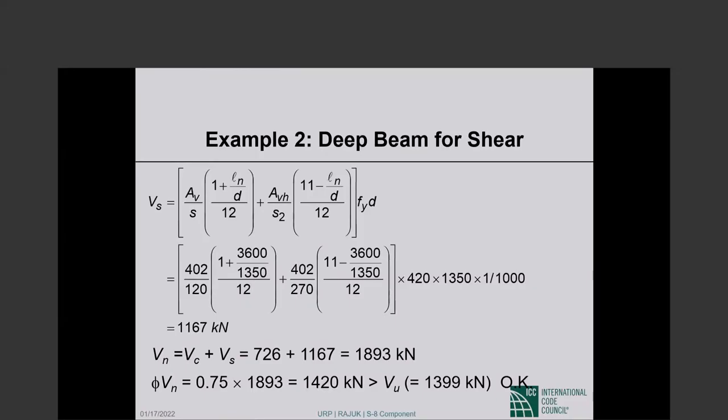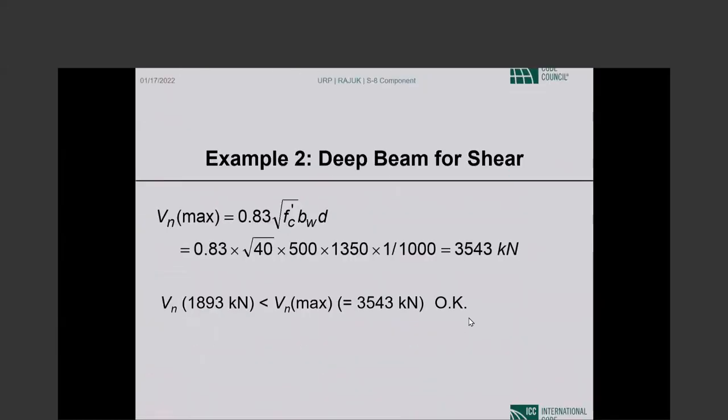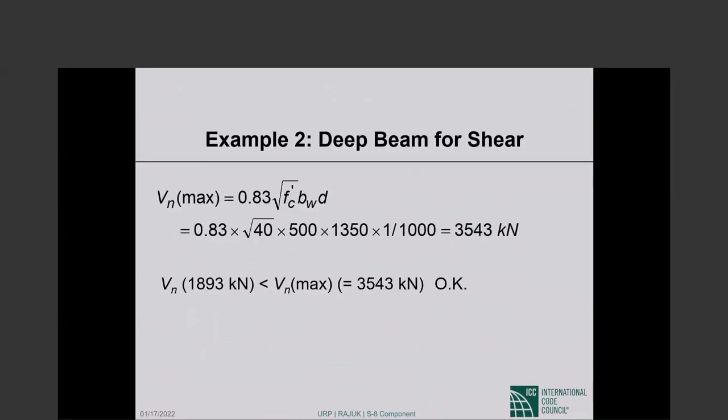Now we will make a final check. V sub S from this expression comes to 1167 kilonewtons for the exact vertical and horizontal reinforcement we have provided. So V sub N comes out to 726 concrete contribution, 1167 reinforcement contribution, total of 1893, multiplied by phi, it comes to 1420 kilonewtons, which is larger than the 1399 that we need. So the shear does not exceed 10 square root of F sub C prime, so we are okay on all counts.